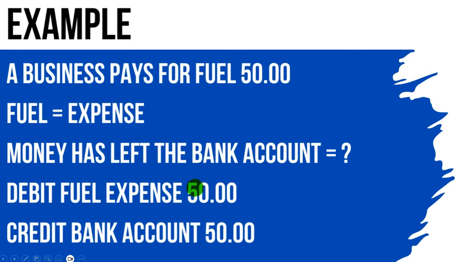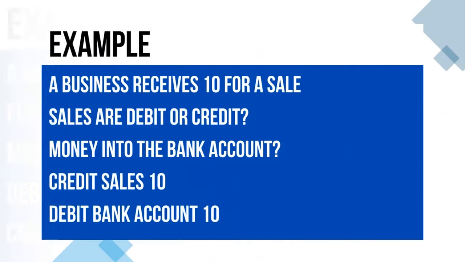There has to be a corresponding credit, and that money is coming out of the bank account in this case, so that is the credit. Credit bank account, 50. There are always 2 sides of the transaction. There's always at least 2 things happening when a financial transaction occurs. In this example, money has left the bank account and has paid for fuel. Because 2 things have happened, there are 2 transactions, hence double entry bookkeeping, a debit and a credit. Let's have a look at another example.